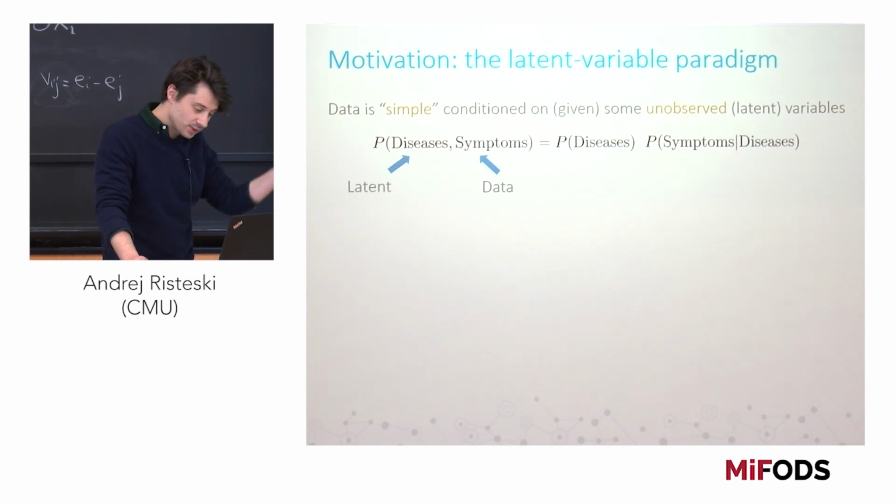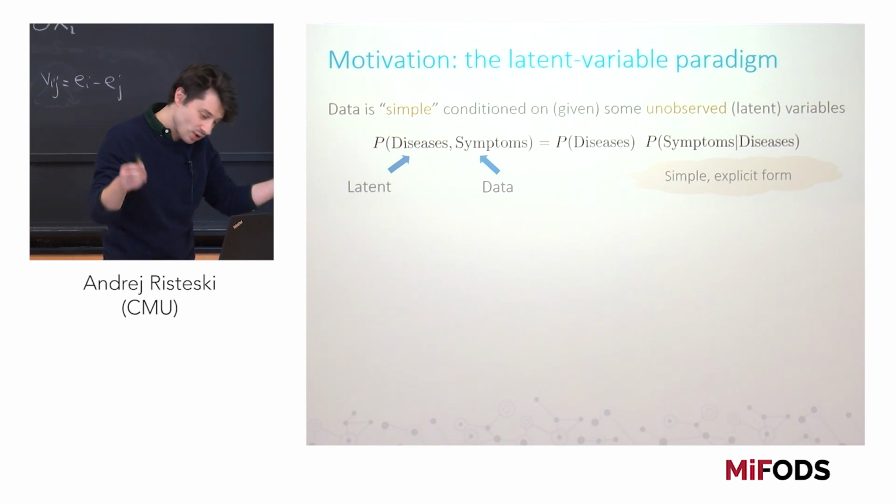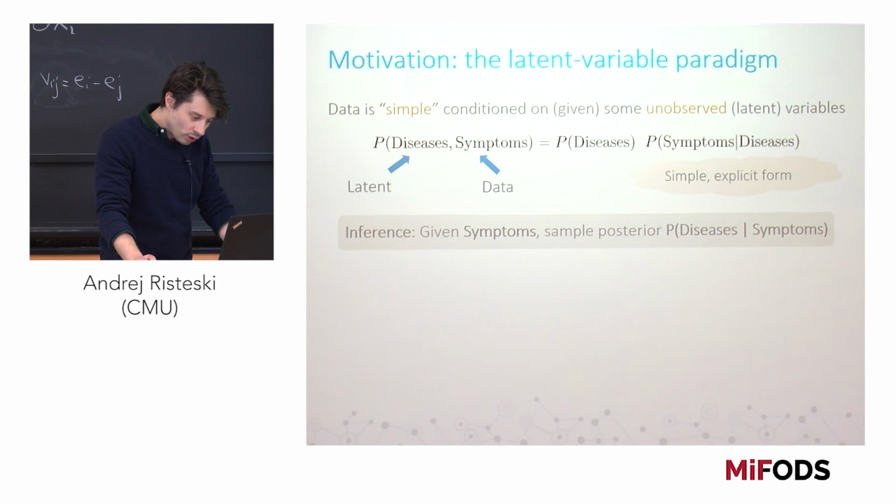I write it as a product of the probability of the diseases times the probability of the symptoms given the diseases. And I think that these two factors have some simple forms. Maybe the diseases appear with some independent probability, and maybe the symptoms also appear with some independent probability. And then one particularly common task that you might want to do is what's typically called the inference task.